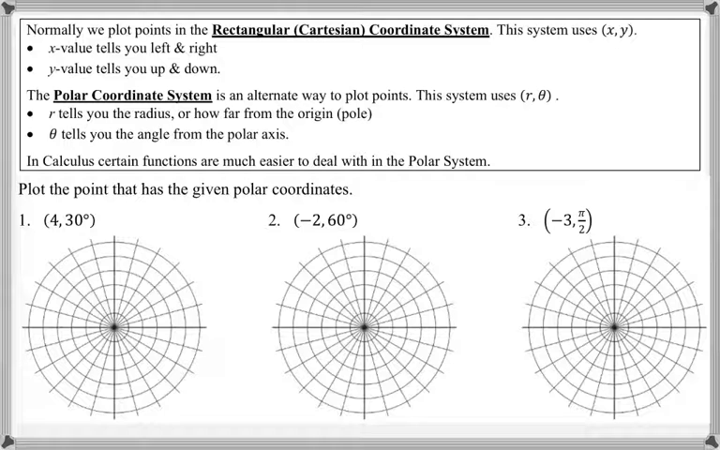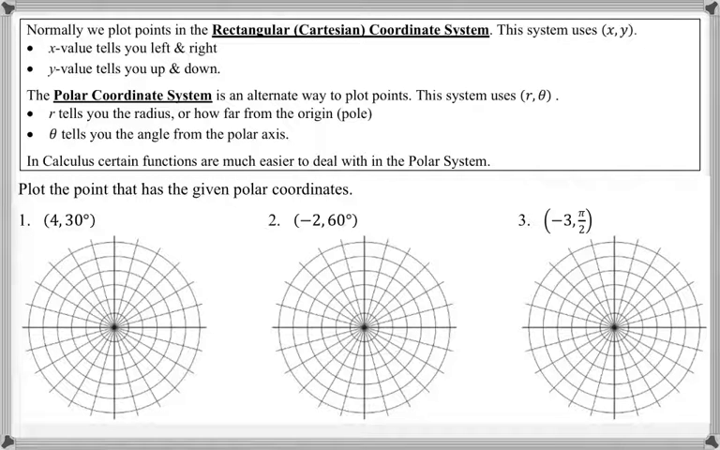So that's really the default system that we use for everything. But there is another system, and that's called the polar system, or the polar coordinate system. And this is just an alternate way to plot points. And this uses an r and a theta. The r is the radius, or how far it is from the origin, or what's sometimes called the pole. And theta tells you the angle from the polar axis.